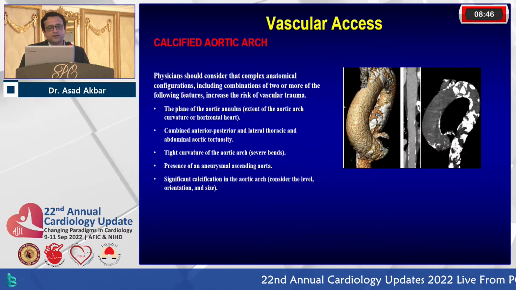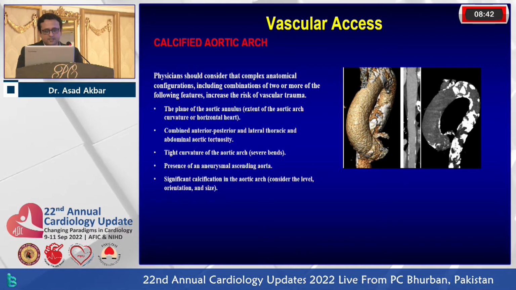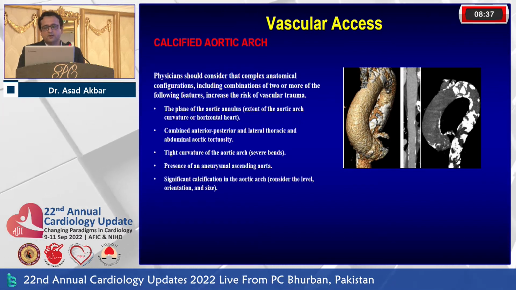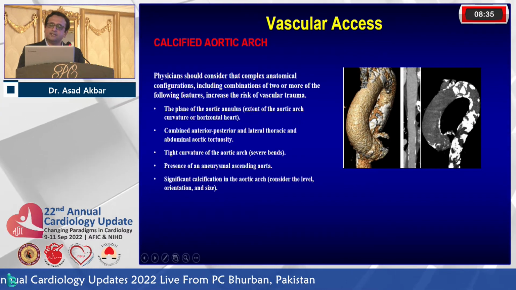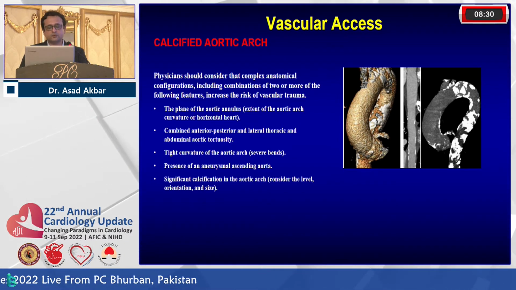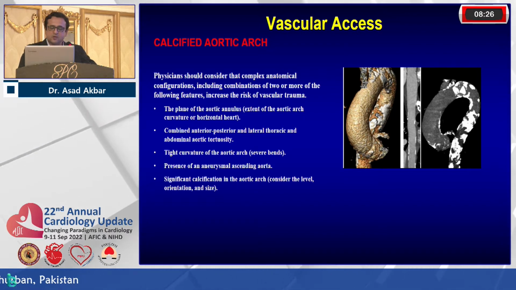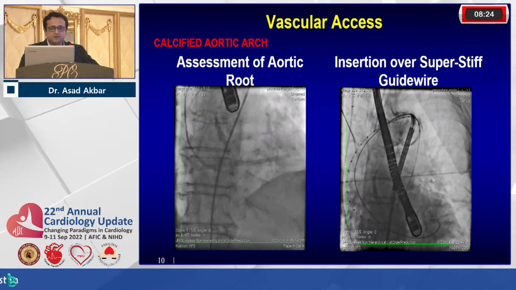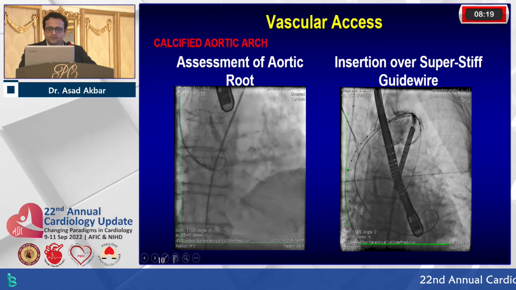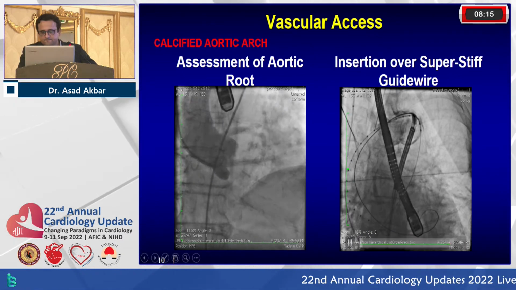Then you have the calcified aortic arch. Arch has multiple dimensions. One, obviously, is the issue of complications because of the calcium, but you also need to make sure of the tortuosity, which is in a 3D axis. If you have a lot of tortuosity here, it's very hard to move such a heavy metallic mass, even on a stiff wire. So this is a case where you have done assessment of the aortic root, and if you can see this, this should play.